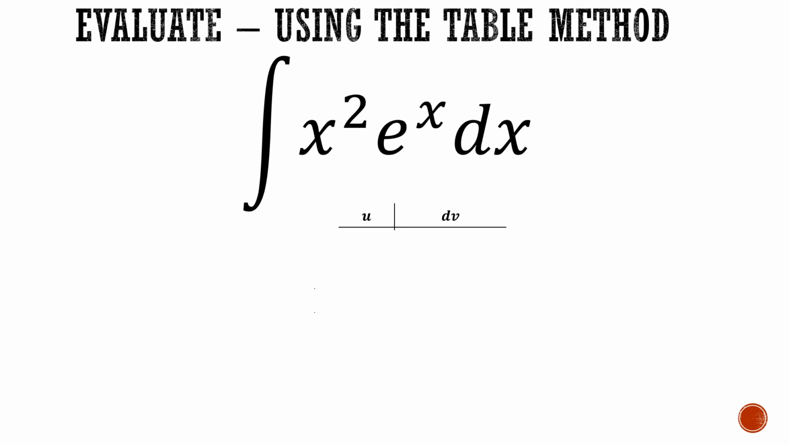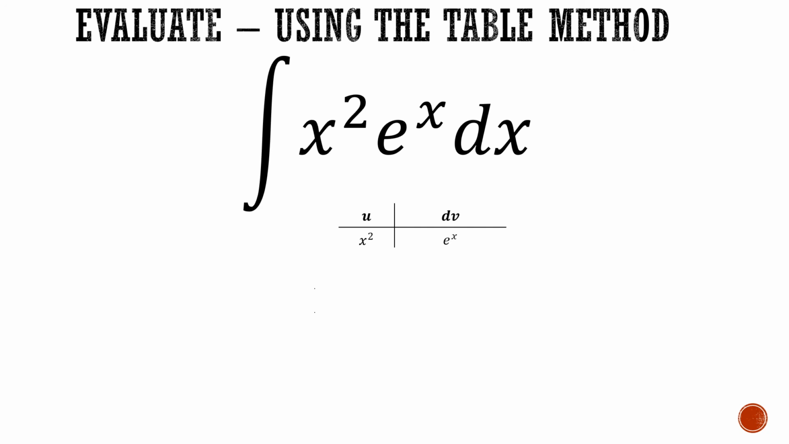In this example, we have the integral of x squared e to the x dx. So I know that my u is going to be x squared and my e to the x is going to be my dv, again using LIATE. Because u is algebraic, I know I can use the table method. So again, u is x squared, dv is e to the x. Remember, on your u side, you're taking derivatives, and on your dv side, you're taking integrals.